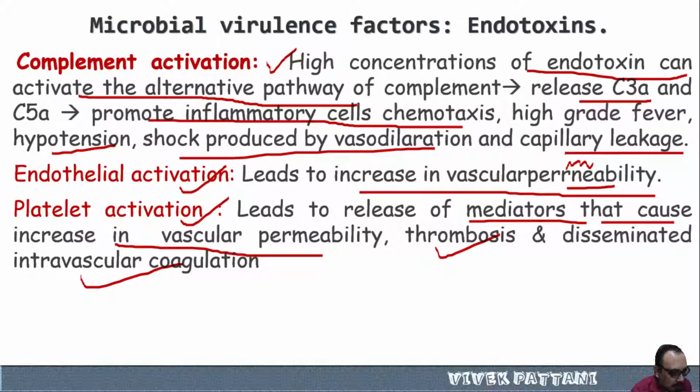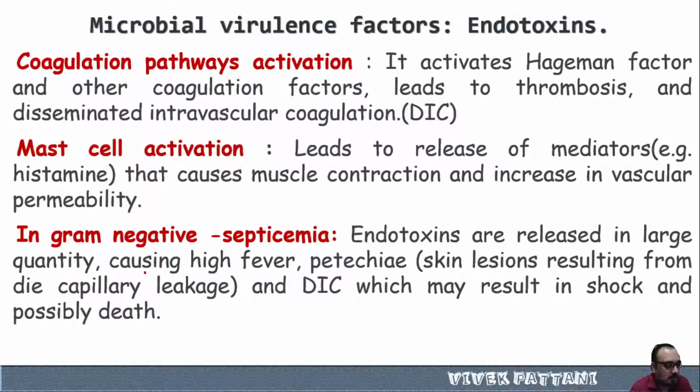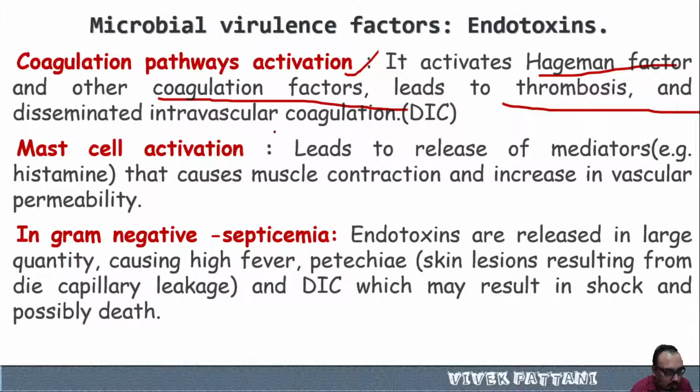Thrombosis is a process of a blood clot, also known as thrombus, and this clot can block or obstruct blood flow in the affected area as well as cause serious complications if the clot moves to a crucial part of the circulatory system. Now next comes the coagulation pathway activation, in which it activates Hageman factor and other coagulation factors, which leads to thrombosis and disseminated intravascular coagulation.